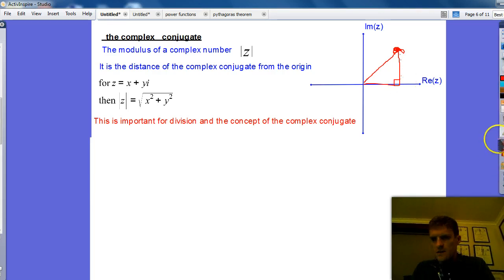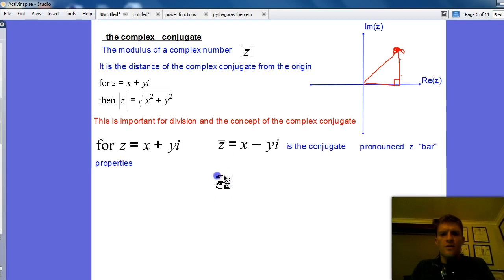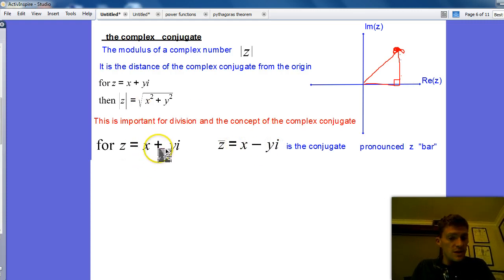Okay, so let's define what the conjugate is. For any complex number, z equals x plus yi, the conjugate is where we put a negative in front of the i, or a sign change. So if the number was positive originally, then we will have a negative for the sign change. And we read the conjugate as z bar.